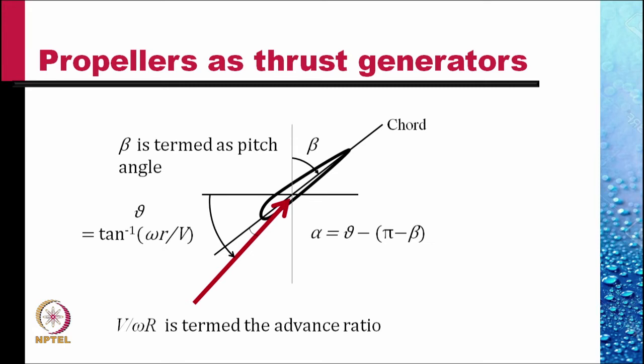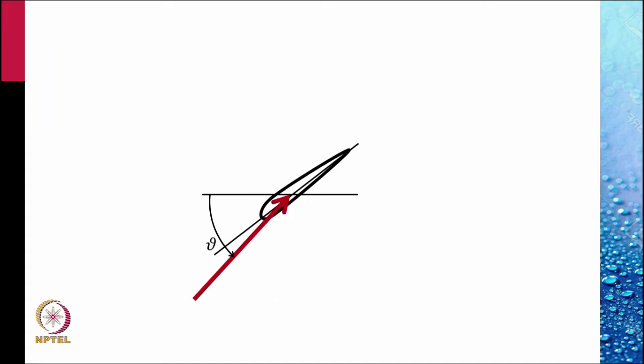V divided by omega r is termed as the advance ratio. This is the ratio of the distance moved by the aircraft in one rotation divided by the distance moved by the tip of the aircraft in one rotation. Here capital R is the radius of the rotor blades.